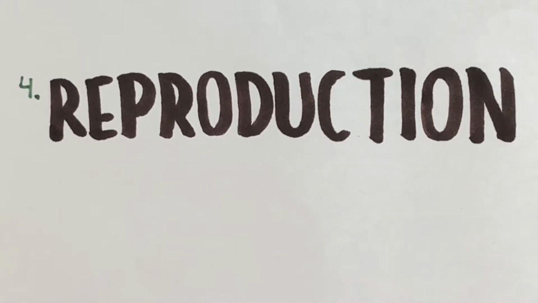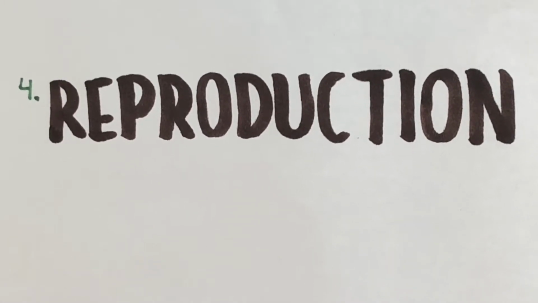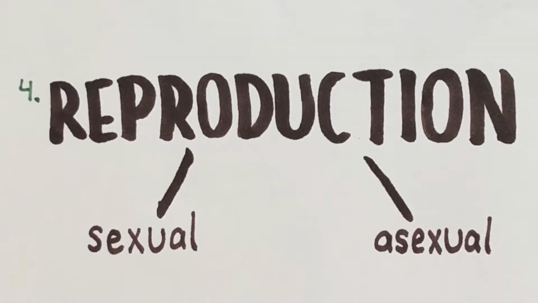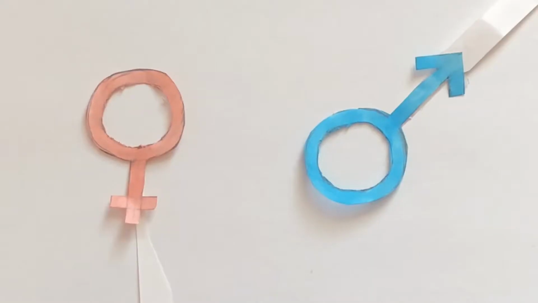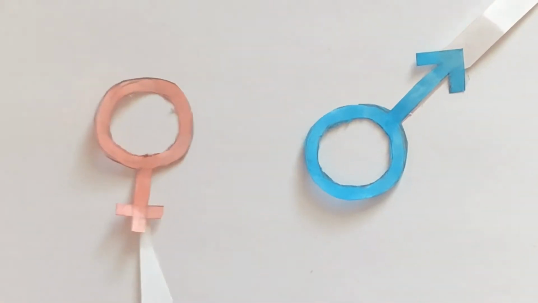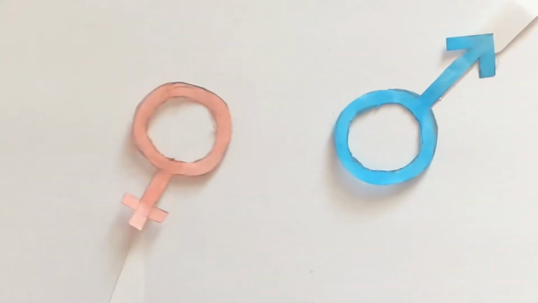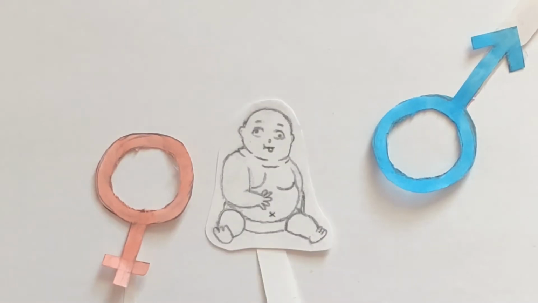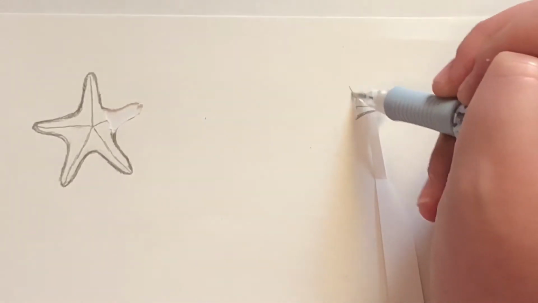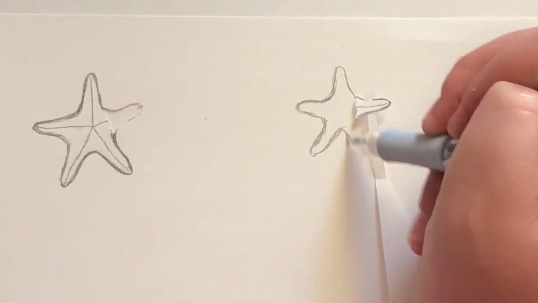Alright, next one. If it's alive, it can make babies. There are two different types of reproduction, sexual and asexual. Sexual reproduction is the most prominent among plants and animals, and is when a cell from two different parents form the first cell of their offspring. Asexual reproduction is when a single organism makes a baby identical to itself.